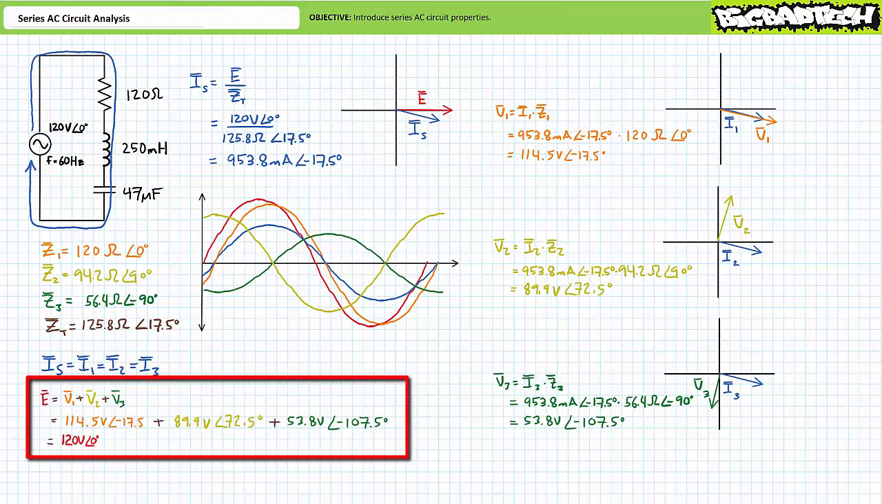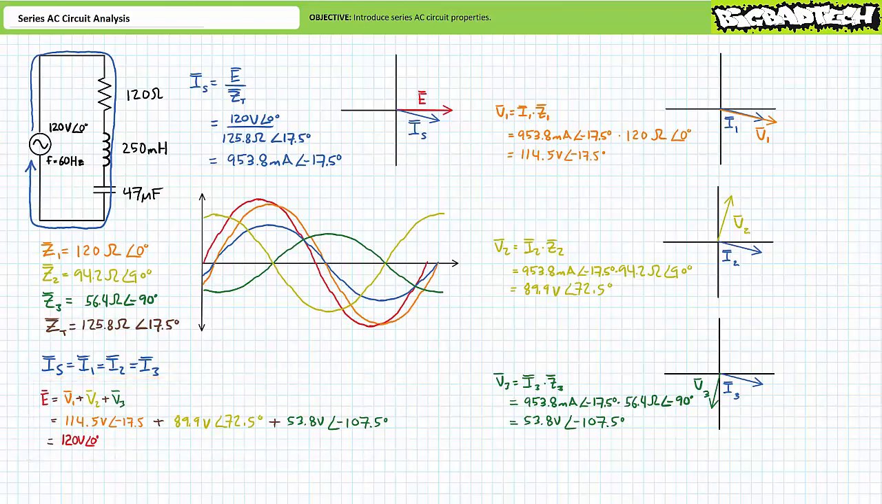Finally, let's consider the combined effects of both magnitude and direction. You'll note the summation of individual voltage drops, V1 plus V2 plus V3, taking into account both magnitude and direction, equals the total voltage rise of 120 volts at an angle of 0 degrees. This should not be a surprise because of our previous experience with Kirchhoff's voltage law. Recall that Kirchhoff's voltage law states that the summation of voltage rises equals the summation of voltage drops. For this series circuit, comprised of 3 elements and a single voltage source, the Kirchhoff's voltage law equation would be E equals V1 plus V2 plus V3. What goes up must come down.